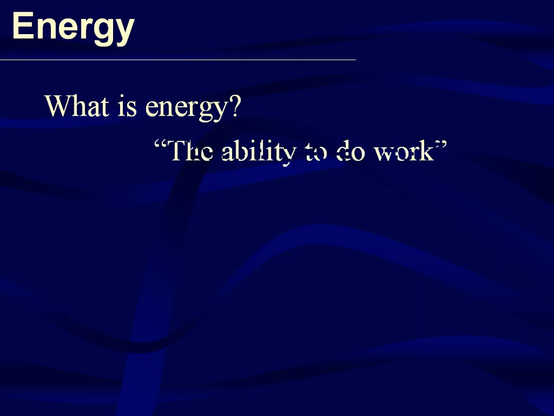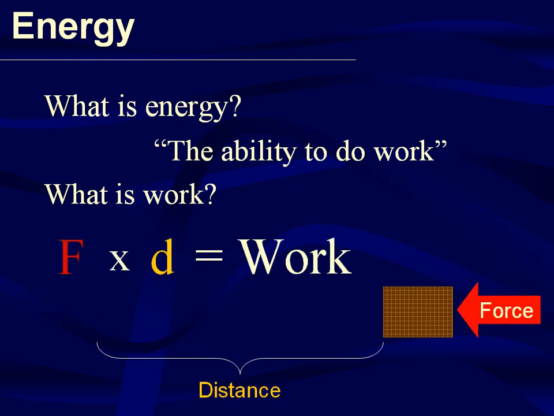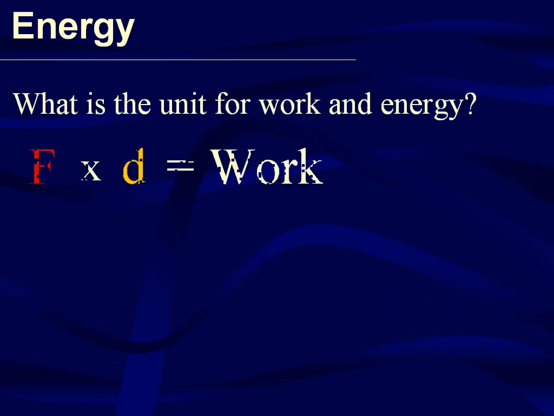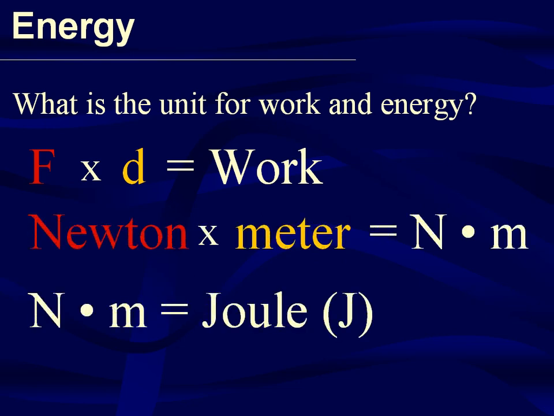Turns out that energy is defined by saying it's the ability to do work, which brings us to a definition: what is work? Work is when a force is exerted over a distance, and we have force times the distance equals work. Now, there are units for work. Since it's force times distance, it would be newtons times meters, which is a newton meter. 1 newton meter is equal to 1 joule.